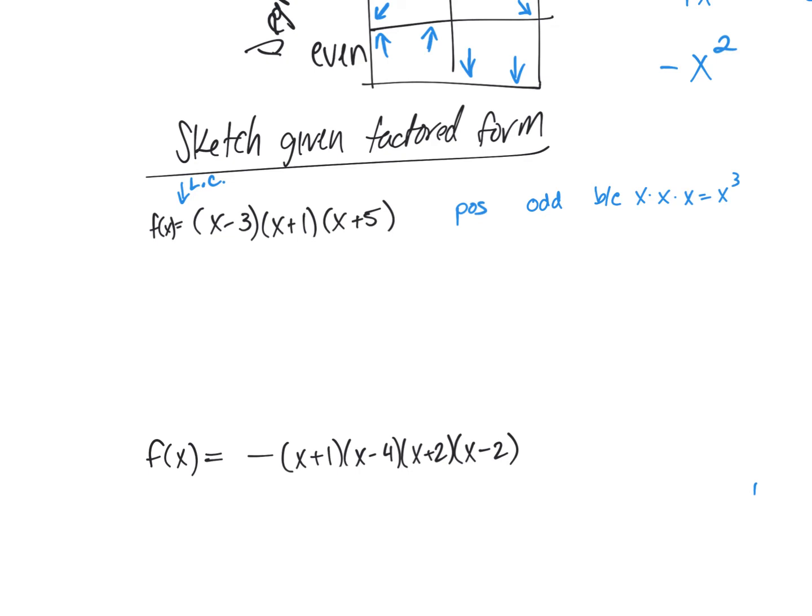And then we have to find our zeros. Where does it cross the x-axis? It's already factored. We can find the zeros from this, right? X is what? What do I get from the first parentheses? Positive 3. What do I get from the second parentheses? Negative 1. What do I get from the third parenthesis? Negative 5. So we're going to put those points on our x-axis.